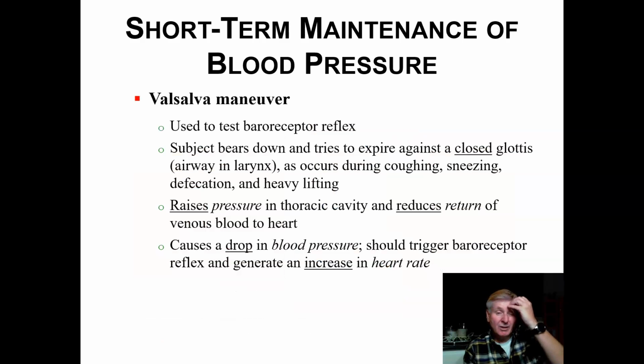You can test the baroreceptor reflex by doing a maneuver called the Valsalva maneuver, where a subject bears down and tries to blow out or expire against a closed glottis, the airway in the larynx. And that's what occurs when you cough or sneeze, defecate, or do heavy lifting. What that does is raise pressure in your thoracic cavity and thus reduce return of venous blood flow to the heart. In turn, that causes a drop in blood pressure, and that should trigger your baroreceptor reflex and generate a subsequent increase in heart rate.